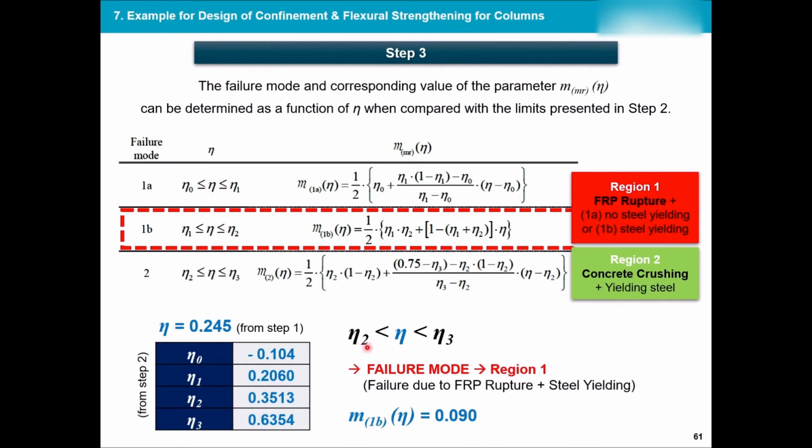Exactly, it's between eta 2 and eta 3. So in this case, the failure is because the FRP has ruptured as well as the steel has yielded. So 1B: steel yielded, FRP has ruptured. Now based on that, I have a formulation for this. Again, I have calculated all of those etas. Eta 1 and eta 2 are already calculated, and I have also calculated my eta in step 1. So I can just calculate this. Let's do it. And it's this value.